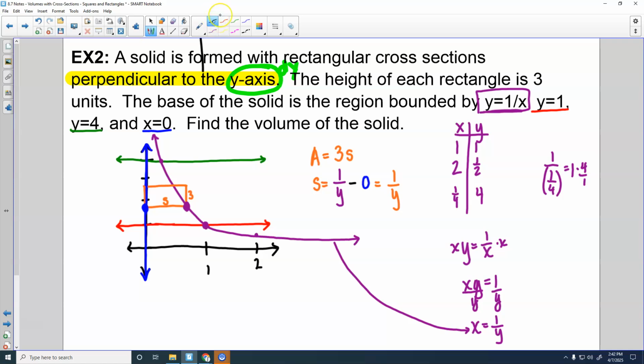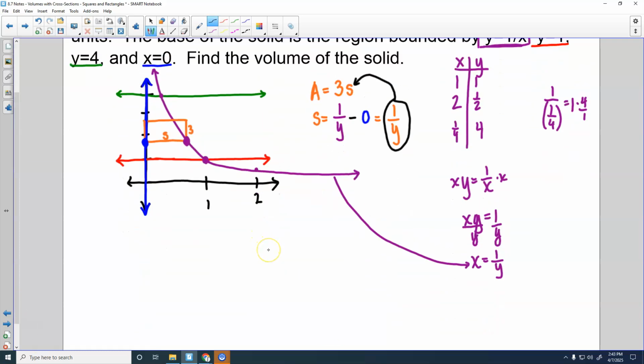So what I want to do to get my area formula, which is the formula I'm going to integrate, is take this S and plug it into the area formula for a rectangle, which in this case, because they tell us that the height of the rectangle is 3, is 3 times S. They could have told us it was a different height, like 4 or 7. Or we'll see one where the height is like twice the width or something like that, which makes it a little harder. So in this case, we're putting 1 over y right here. So our area formula would be 3 times 1 over y, which is probably better written as 3 over y.